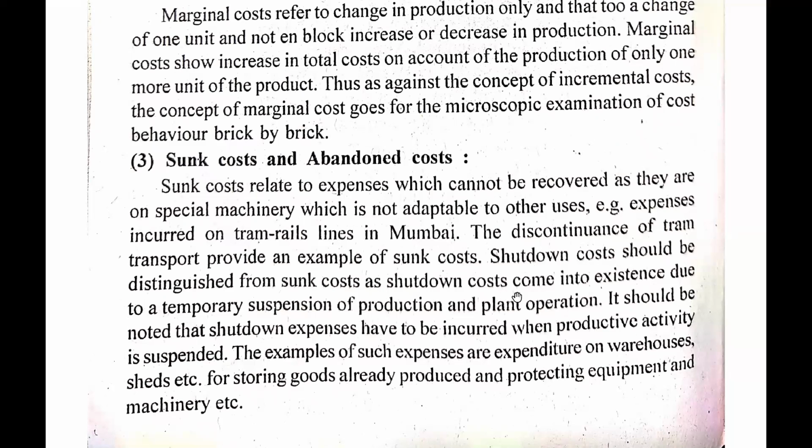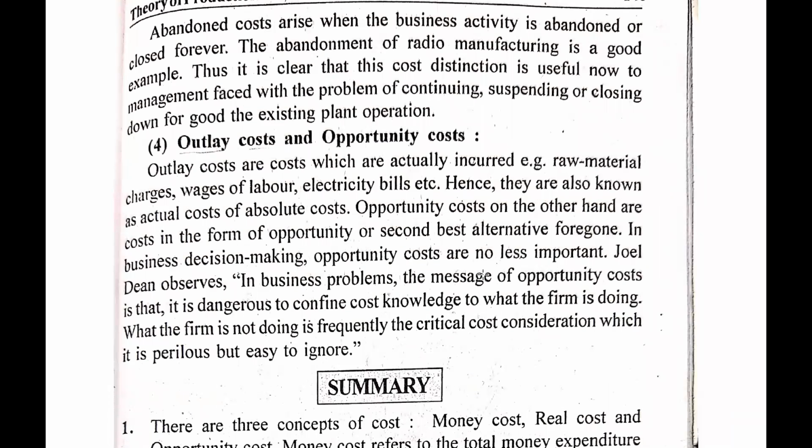distinguished from the sunk cost, as shutdown costs come into existence due to a temporary suspension of production and plant operation. It should be noted that shutdown expenses have to be incurred when productive activity is suspended. The example of such expenses are expenditure on warehouses, sheds, etc., for storing goods already produced and protecting equipment and machinery, etc. So, guys, sunk costs are the cost which cannot be recovered, and shutdown costs are the cost which occurs when the activity of production will be stopped. So these two different types of cost are different, and the concept is totally different.